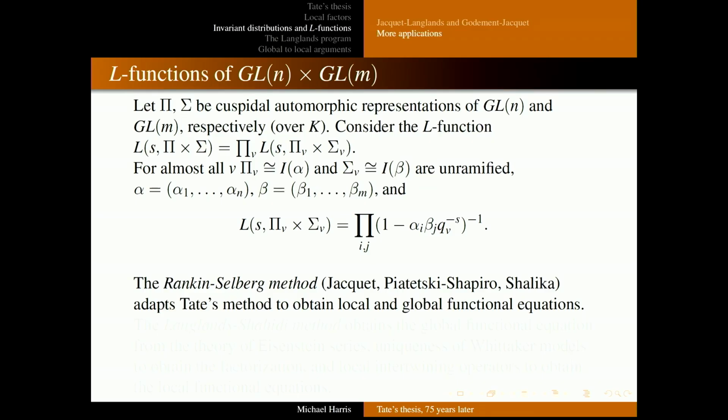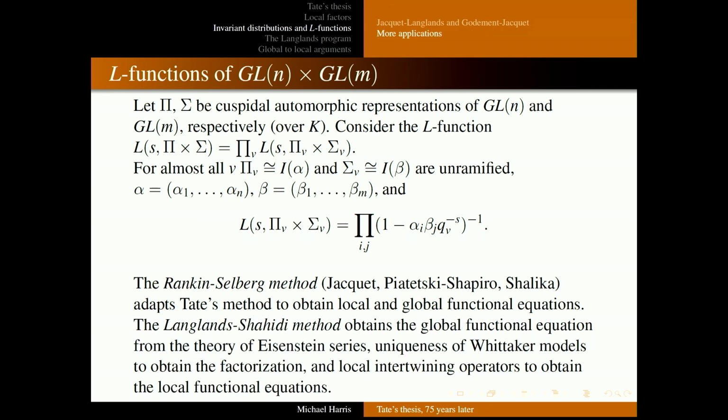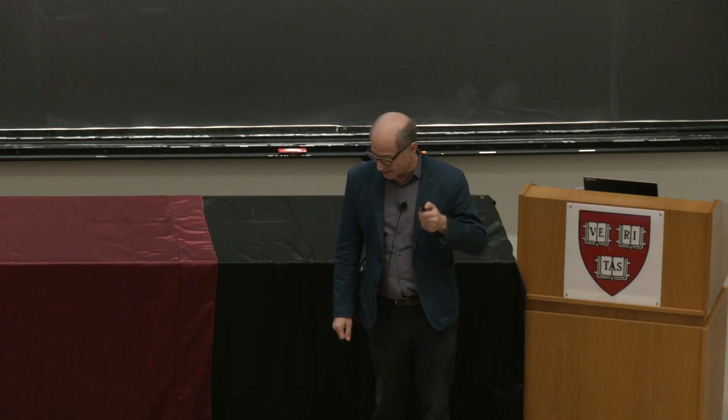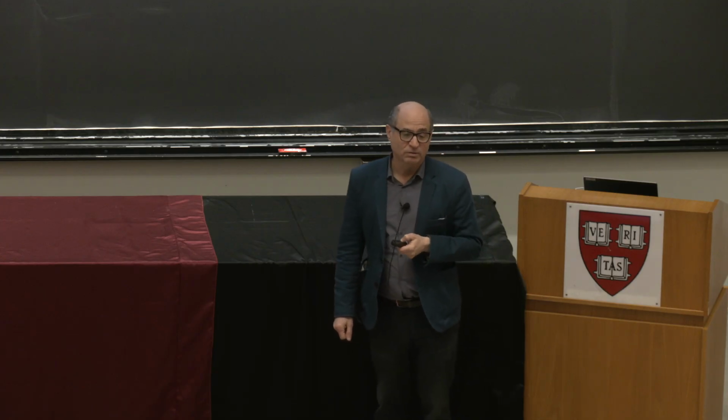Now there's another way to get the same L function, the Langlands-Shahidi method, but again, you get the global functional equation from the theory of Eisenstein series, you use uniqueness of Whittaker models to obtain the factorization, and then you use local intertwining operators, that's in the representation theory of GL_N, to obtain the local functional equation. So ultimately, you end up with the same thing, you have a global functional equation, and the epsilon factor is a product of local factors.